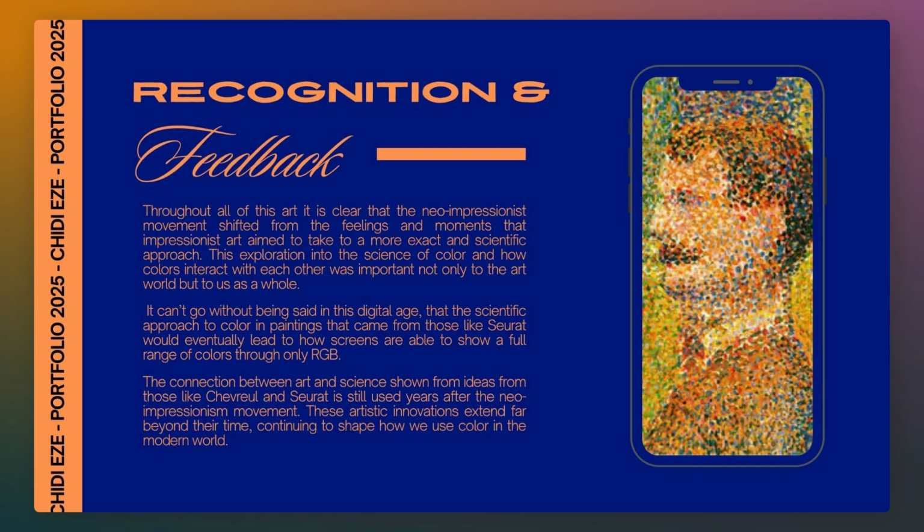It can't go without being said in this digital age that the scientific approach to color and painting that came from those like Seurat would eventually lead to how screens are able to show a full range of color through only RGB. The connection between art and science shown from ideas of those like Chevreul and Seurat is still used years after the Neo-Impressionist movement. These artists' innovations extend far beyond their time, continuing to shape how we use color in the modern world.